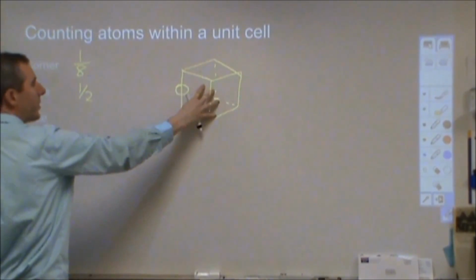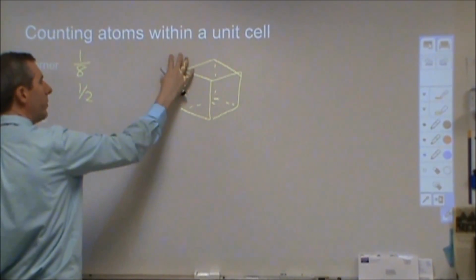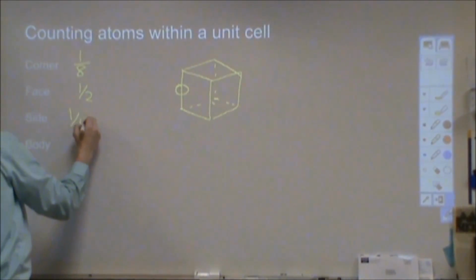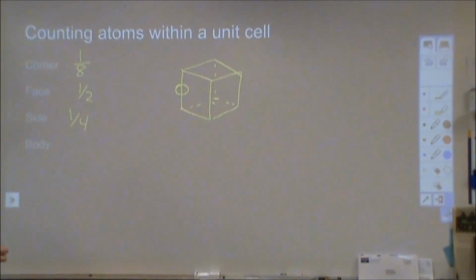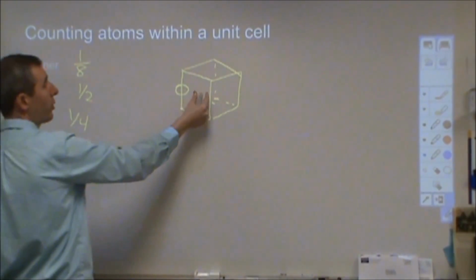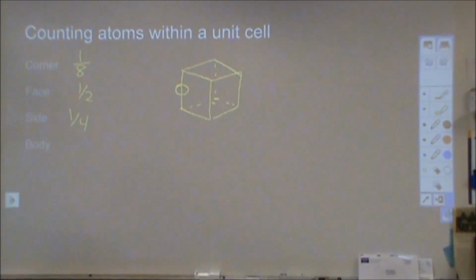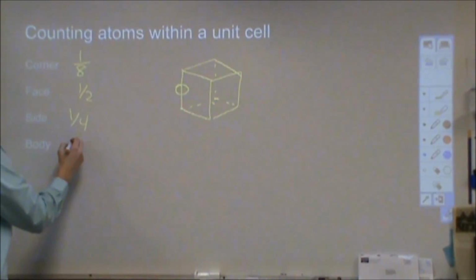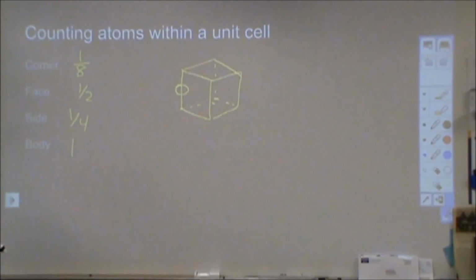So this is shared with this cube, 1 here, and 1 back here. So that will count towards 1/4 of that atom towards the unit cell. And then a body means internal to this cubic structure, so not along the lengths at all, so it's not shared by anything. So that entire atom will count towards that particular thing.